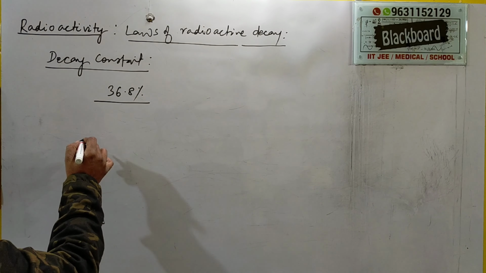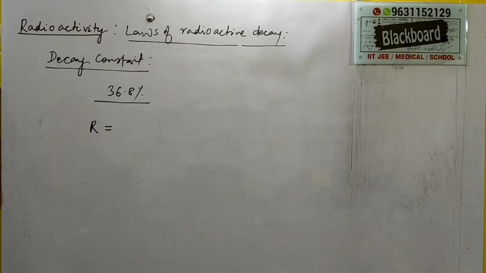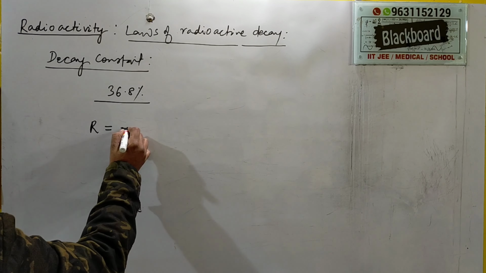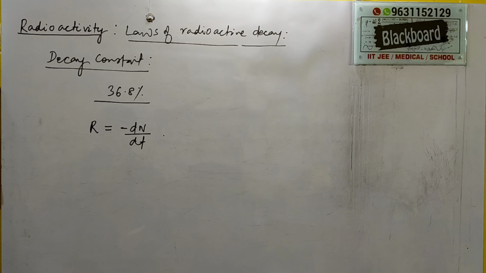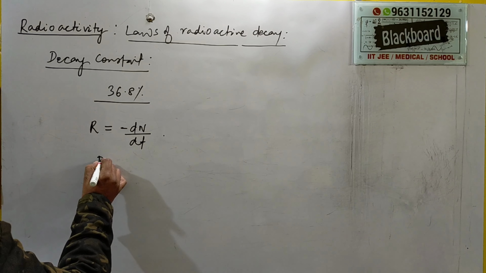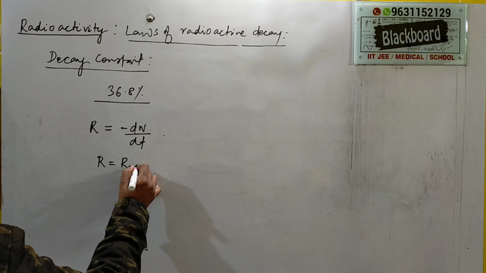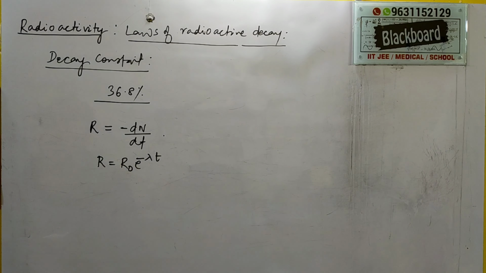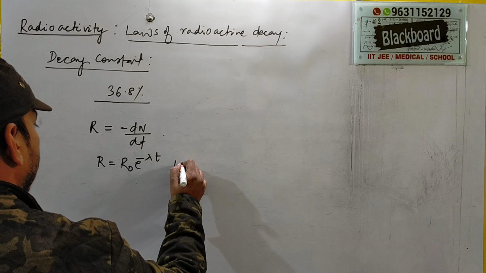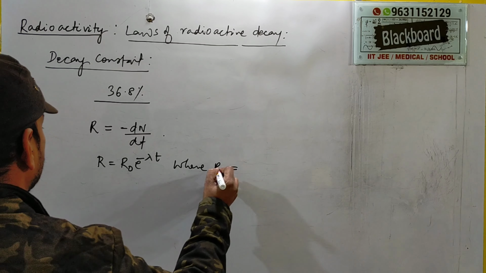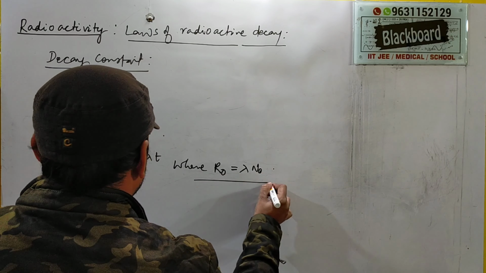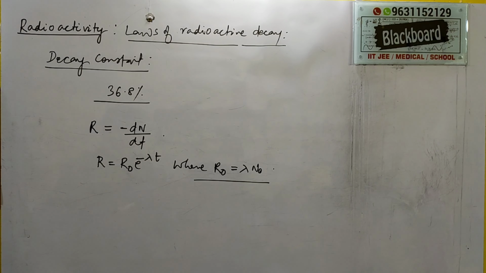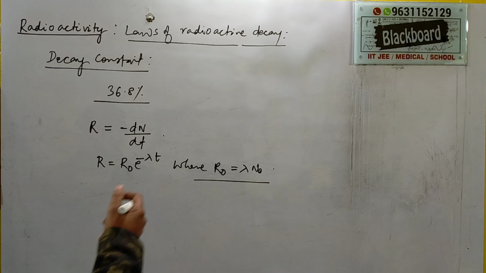The decay rate R of the sample is the number of nuclei disintegrating per unit time. That means you can say R is equal to minus dN/dt, and from this equation you can write R is equal to R naught e to the power minus lambda t, where R naught is equal to lambda N naught. This is N naught, and you can say this is equivalent to the law of radioactive decay.